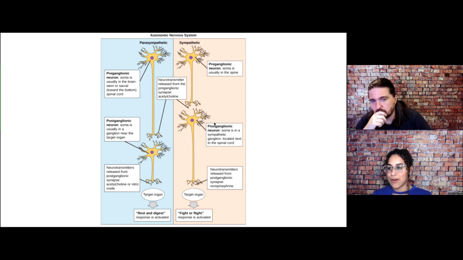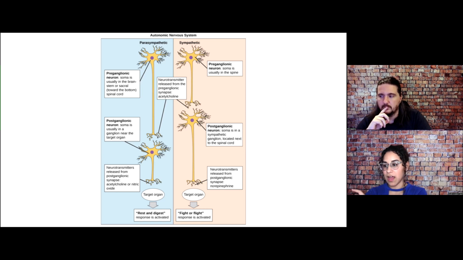Now, really quickly, you'll notice on this image that it says soma, so don't get confused. Soma is just the cell body. But what you'll notice is that the preganglionic neuron in the parasympathetic nervous system is longer here, whereas it's shorter in the sympathetic nervous system. And then they kind of switch in the postganglionic neurons. Now, when we say ganglion, like we said, it's just this collection of neurons where they're synapsing together.